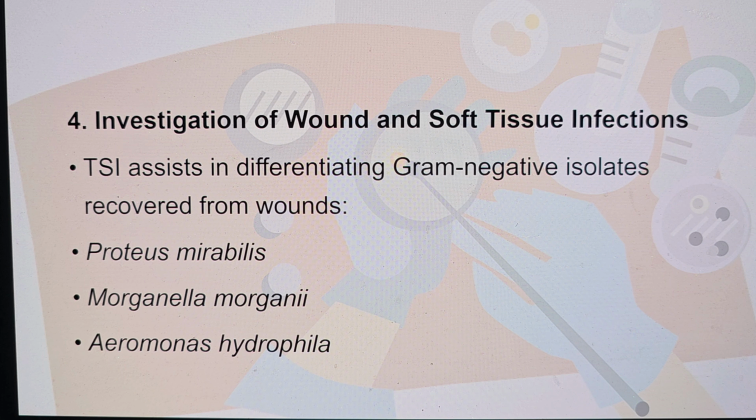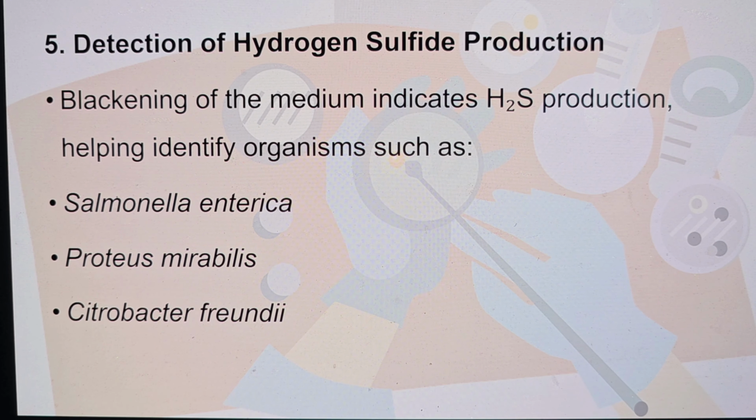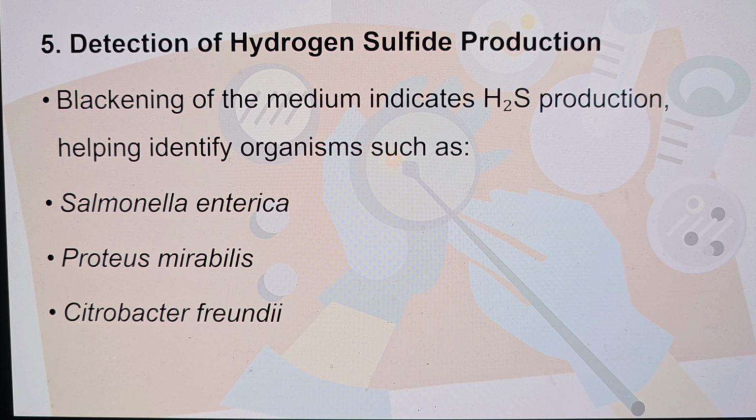Investigation of wound and soft tissue infections. TSI assists in differentiating gram-negative isolates recovered from wounds. Examples are Proteus mirabilis, Morganella morganii, Aeromonas hydrophila. Detection of hydrogen sulfide production: blackening of the medium indicates H2S production, helping to identify organisms such as Salmonella enterica, Proteus mirabilis, Citrobacter freundii.